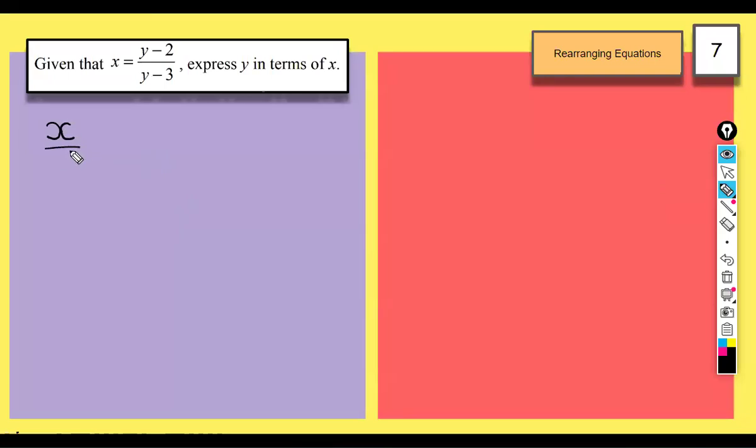x is the same thing as x on 1. So you have (y minus 2) divided by (y minus 3). Now, remember, cross multiplication can be used when you have exactly 1 fraction on each side. Now, we have 1 fraction here, and we have 1 fraction on the right-hand side because it has 1 divide sign. 1 divide sign means 1 fraction.